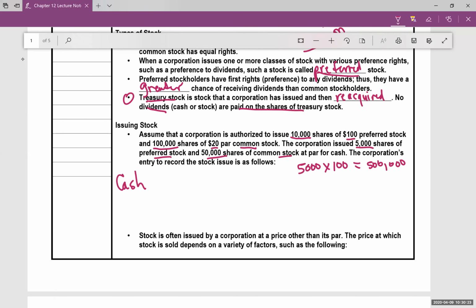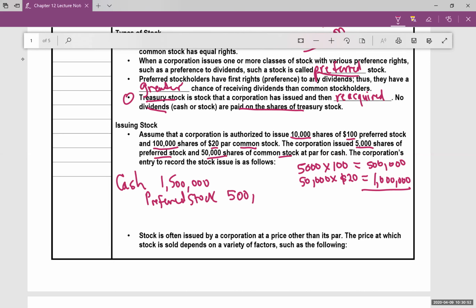And then we also had the 50,000 shares at the $20 price. So money coming in from that is 1 million. Adding these two numbers together, you'll get cash of 1,500,000. You're going to credit preferred stock for the amount of 500,000, and you're going to credit common stock in the amount of 1 million.